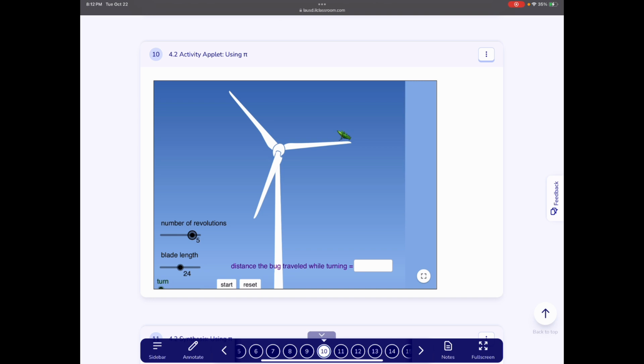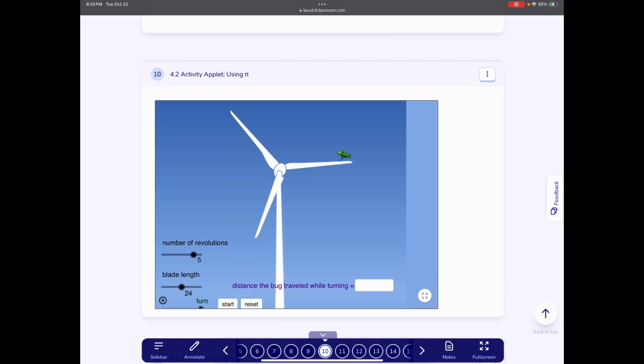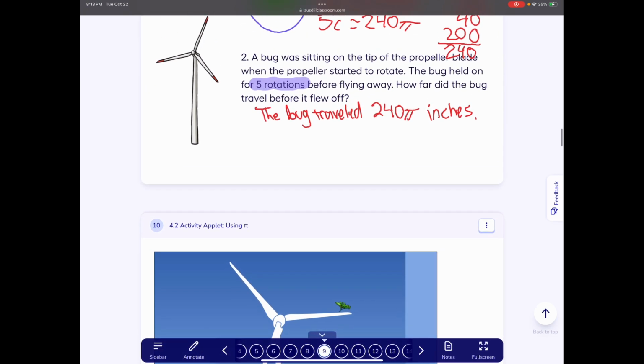It said it was an airplane propeller, and here it's a wind turbine. So I guess that changed, but the circle is all the same. Doesn't matter what it is, the properties of a circle are the same. So let's start turning our bug and see how far it travels. Well, it's not telling us how far it travels, but it is turning 5 times. We figured out how far it's turning. It's traveling 240 pi inches.